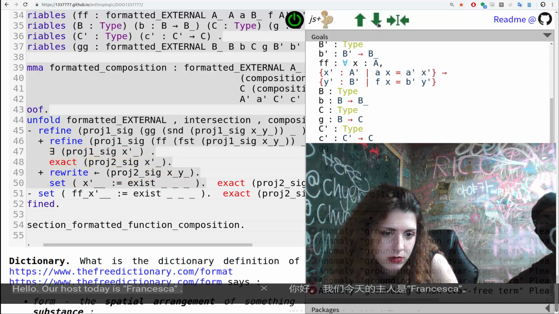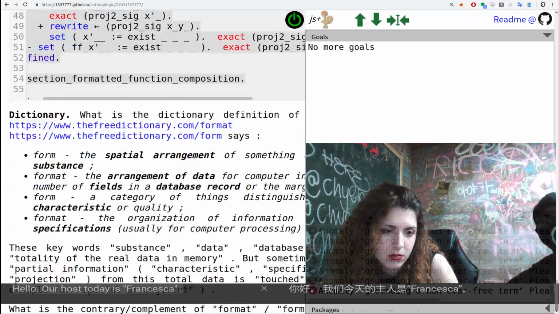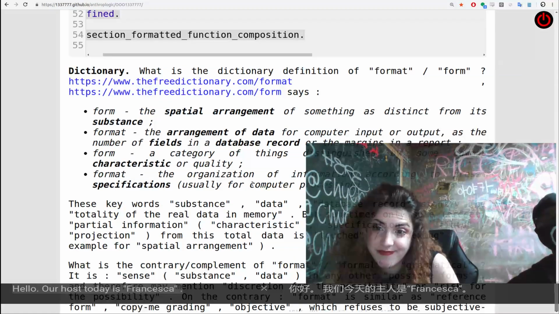Okay, it just says that, but it's okay. So, alright, that's finished. Now let's get to the dictionary. Let's go.